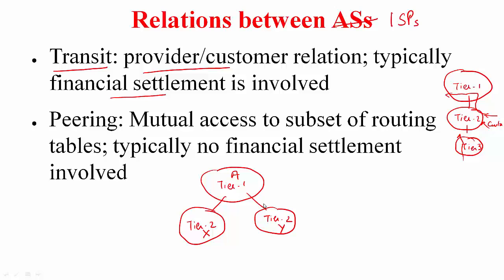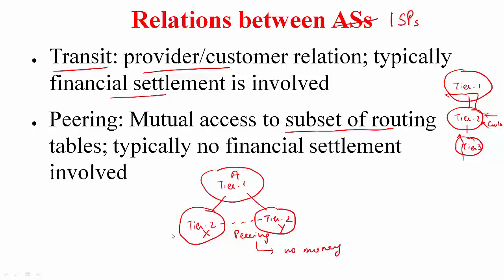Sometimes the relation between ISPs could be one of peering, where each ISP provides mutual access to a subset of its routing tables. Often in peering, there is no money involved. So this falls under the paradigm of you scratch my back, I'll scratch yours. So why are such relations formed?